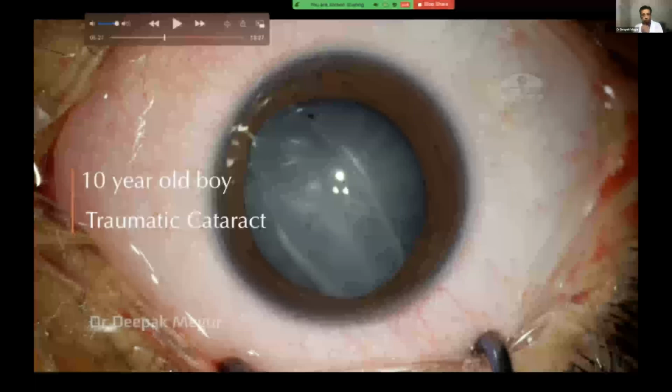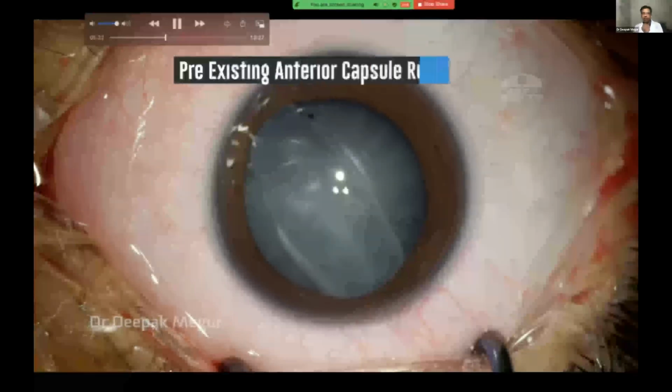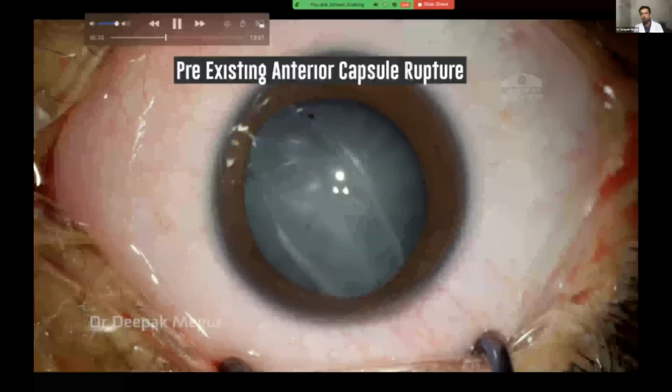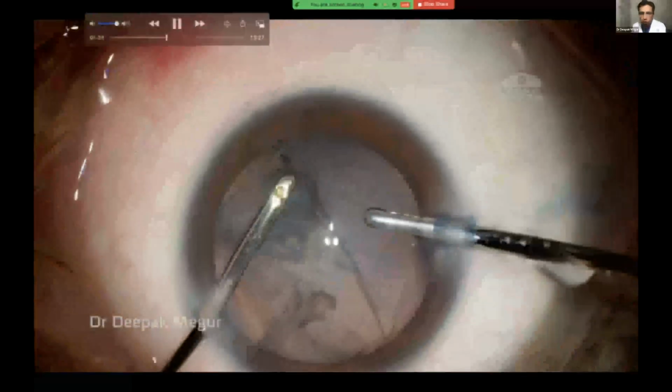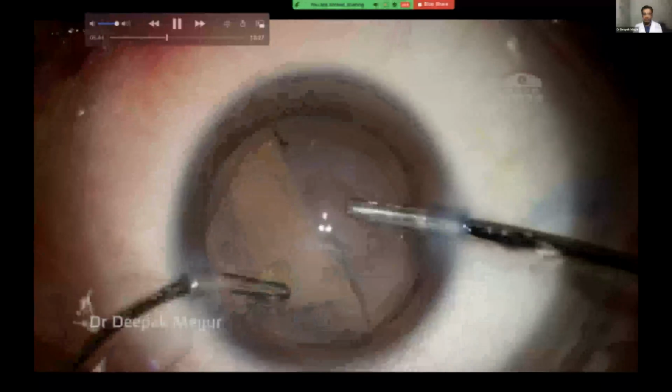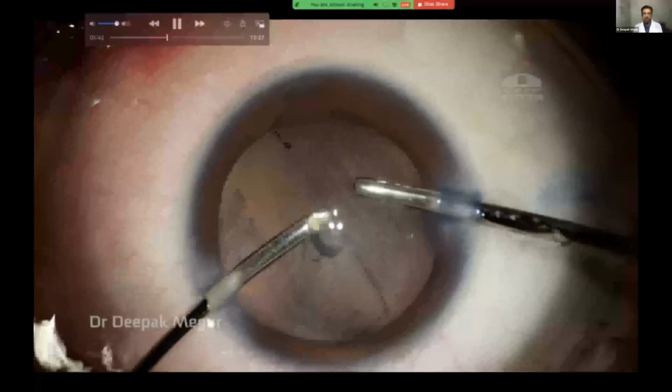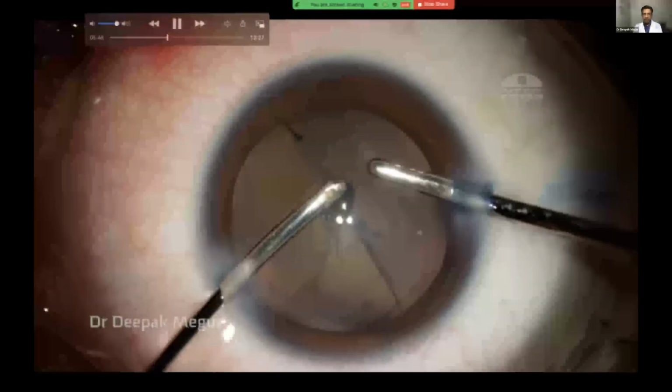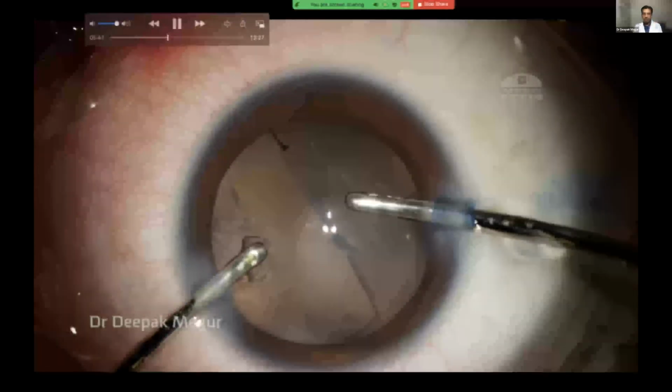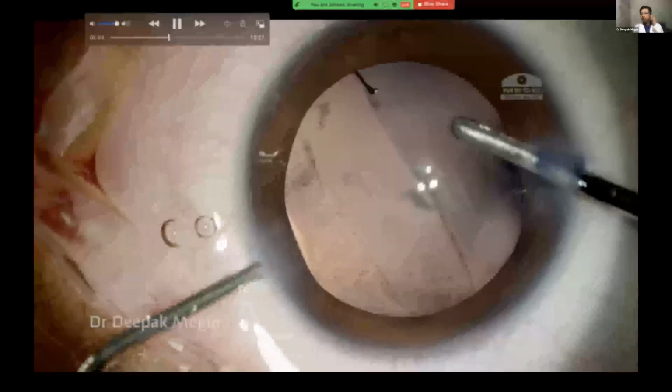Now this is a 10-year-old boy who has got a traumatic cataract. The anterior capsule is ruptured. It is wide split, wide open. And he is a 10-year-old boy, so we don't expect any nucleus in this, as soft lens matter will be there. I don't know the situation of the posterior capsule, but once the cortex is aspirated, I can clearly see that the posterior capsule tear is present. It's quite a large posterior capsule tear, but something tells me that the anterior hyaloid could still be intact.